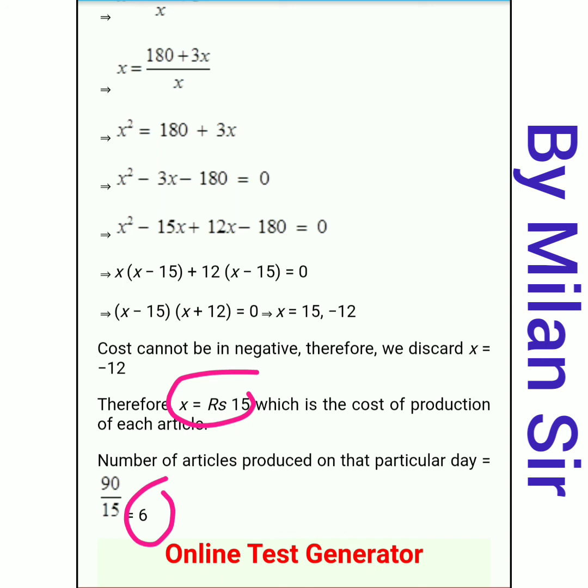Here in this PDF they assume the cost of production is equal to x, but we used a different method. That's why it is written here 90 by 15, but we get the direct value, that means 6, that is our x. Because in this PDF they assume the cost of production is equal to x, but I am using a different method. So don't be confused here.